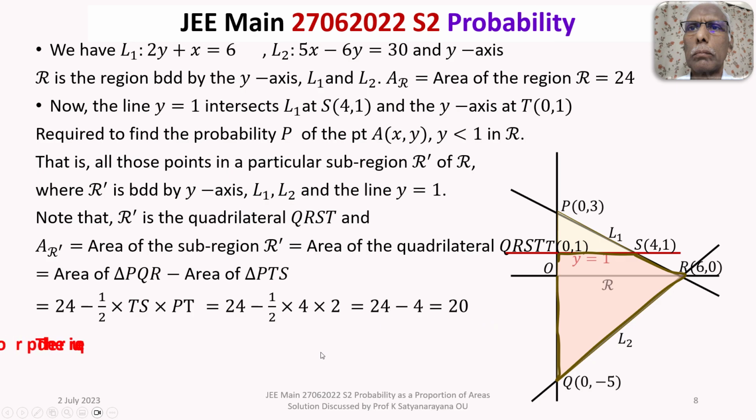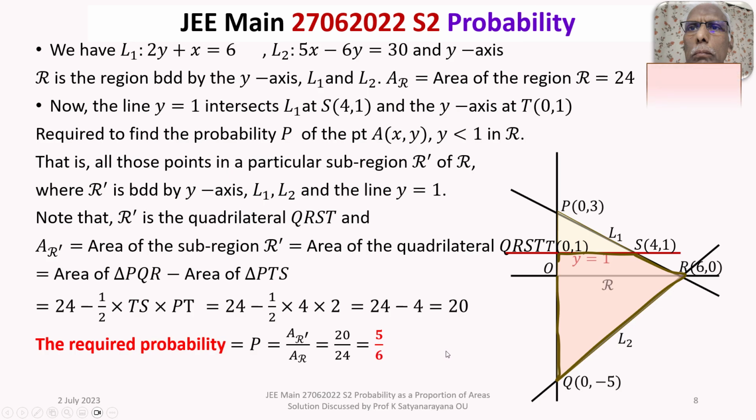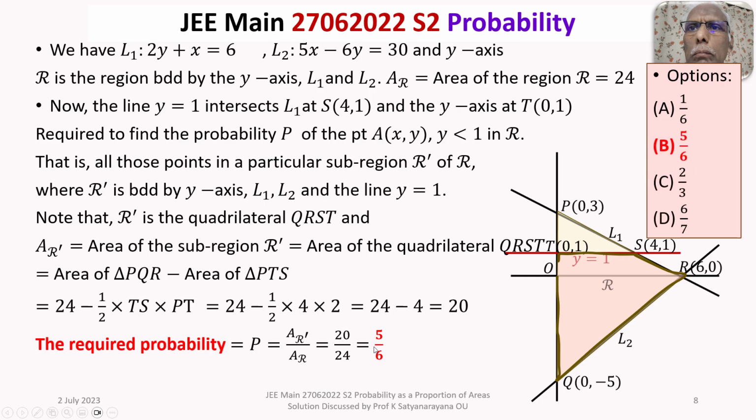Now, the required probability P is equal to AR prime by AR. The area of R prime by the area of R, that is 20 by 24, that is equal to 5 by 6. Let's look at the options here. And our answer 5 by 6 appears against option B. Therefore, the answer to this question is option B.